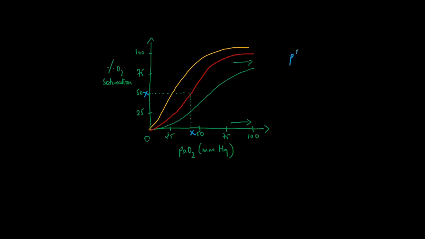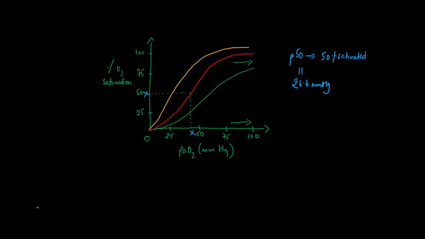Before we move on to the reasons for the right shift of the curve, let's have a look at something called P50. Now P50 is the partial pressure of oxygen in the blood at which hemoglobin is 50% saturated. And you will see clearly why, with the right and left shifts of the curve, the value of P50 changes. In healthy adults, it's about 26.6 millimeters of mercury.